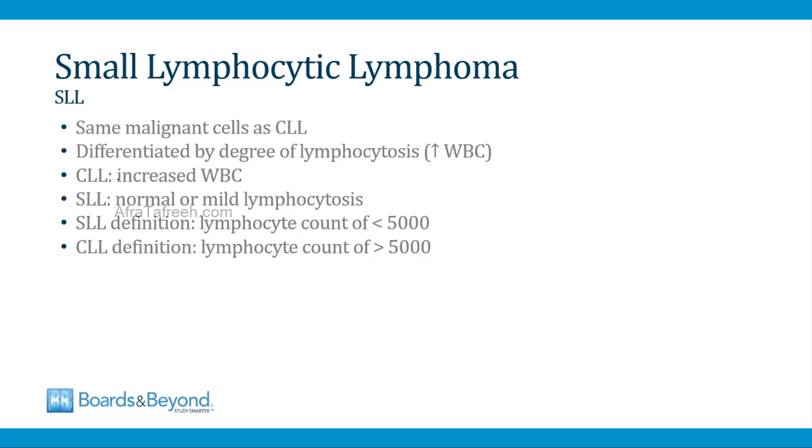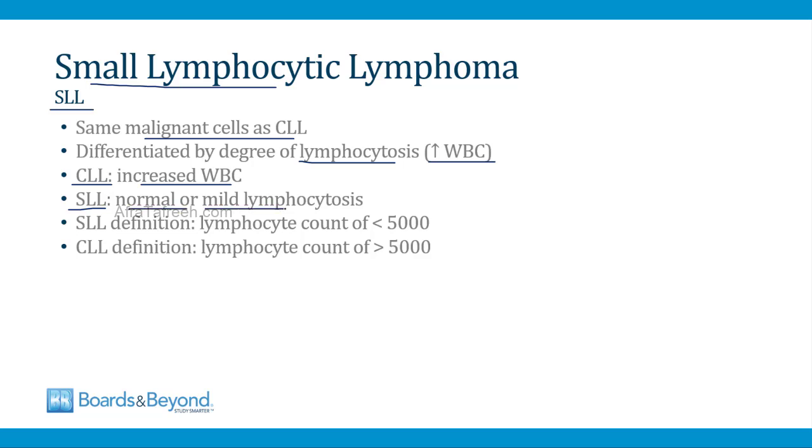In the video on non-Hodgkin lymphoma, I talk about a form of lymphoma called small lymphocytic lymphoma, or SLL, and you should be aware that this disorder is caused by the same malignant cells as CLL. What distinguishes CLL from SLL is the degree of lymphocytosis, meaning how high the white blood cell count gets. CLL is a leukemia, so there's a high white blood cell count. SLL is a lymphoma, so the white blood cell count is normal or only mildly increased.